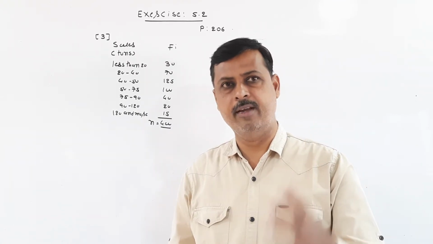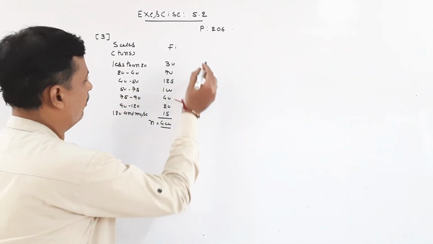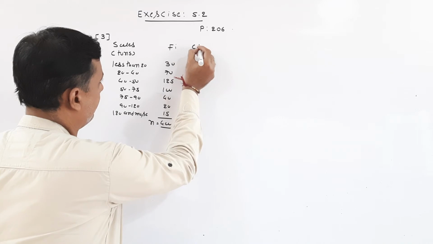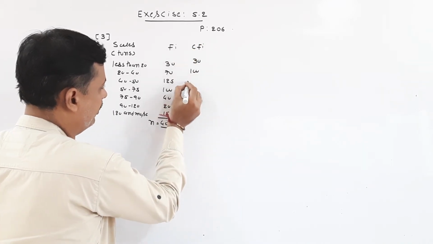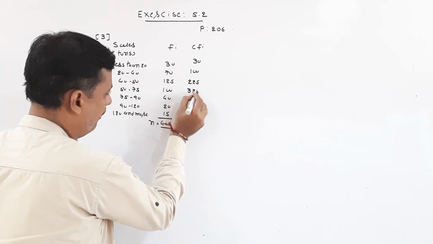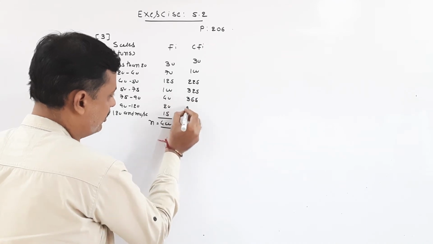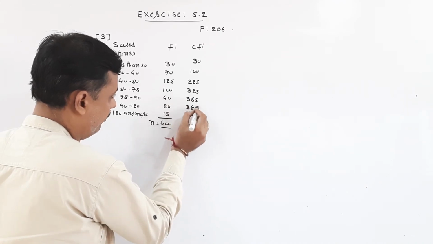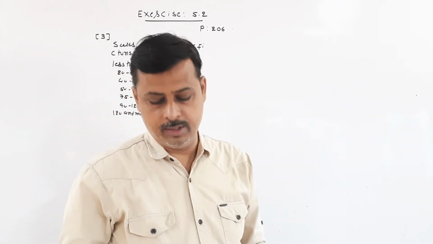You only have to make the CF column. So here CF column: 30 plus 70, 100 plus 125, 225 plus 100, 325 plus 40, 365 plus 20, 385 plus 15, that is 400.